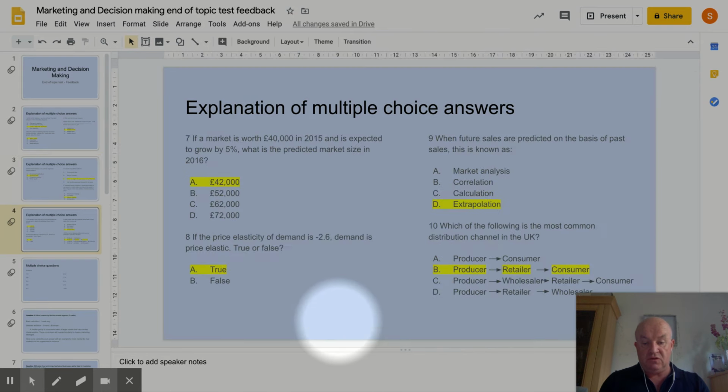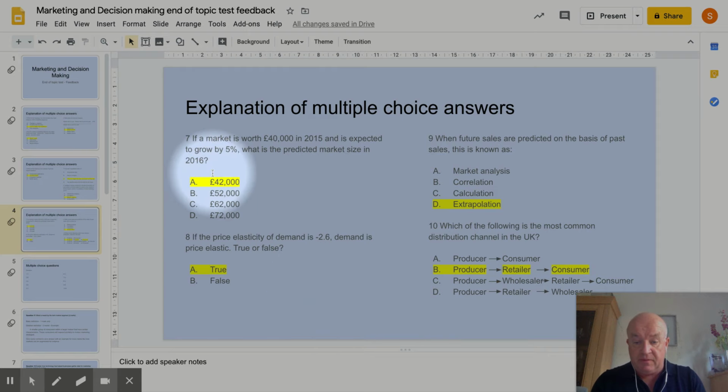Okay, let's move on to the next questions then, the next 3 questions, and that then finishes off the multi-choice answers. Okay, so question number 7. So in this case, we've got a calculation that we've got to do. If a market is worth £40,000 in 2015 and expected to grow by 5%, what is the predicted market size in 2016?